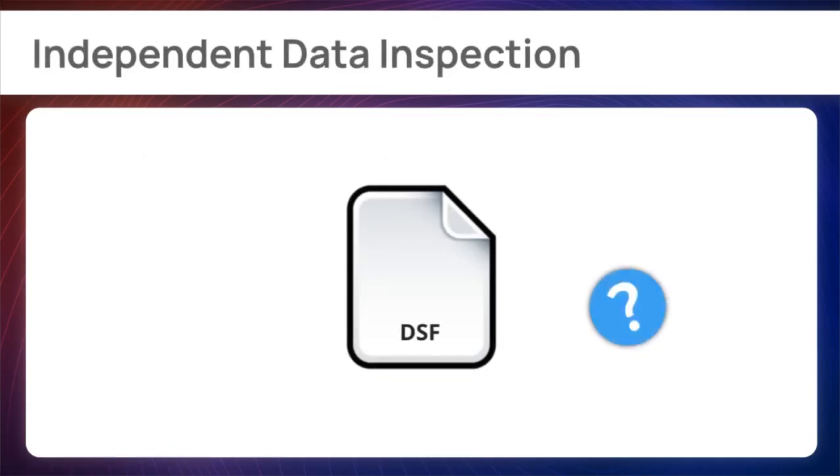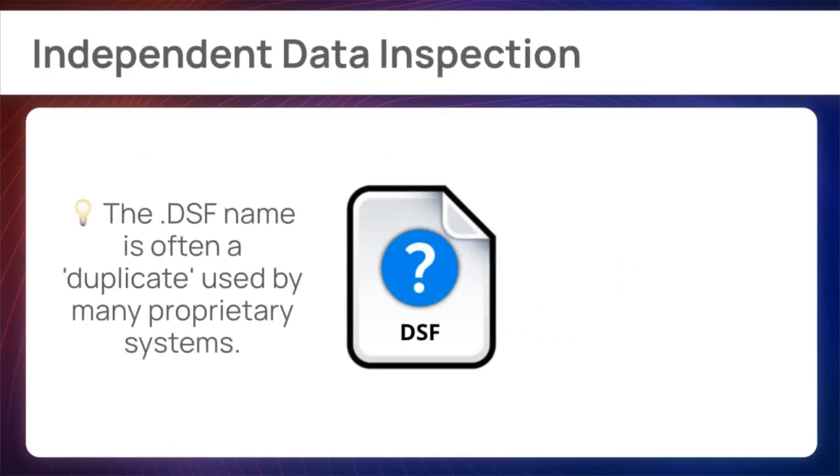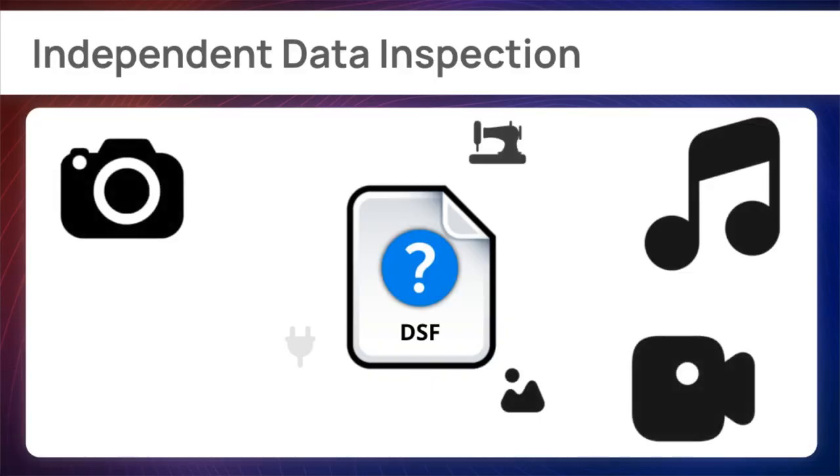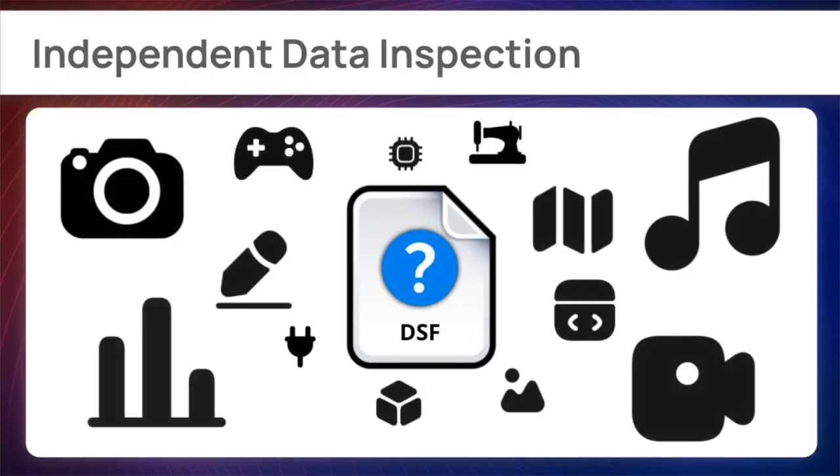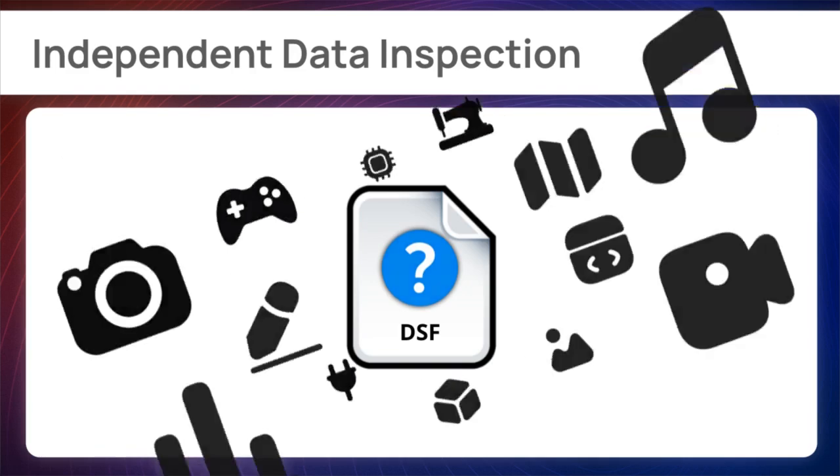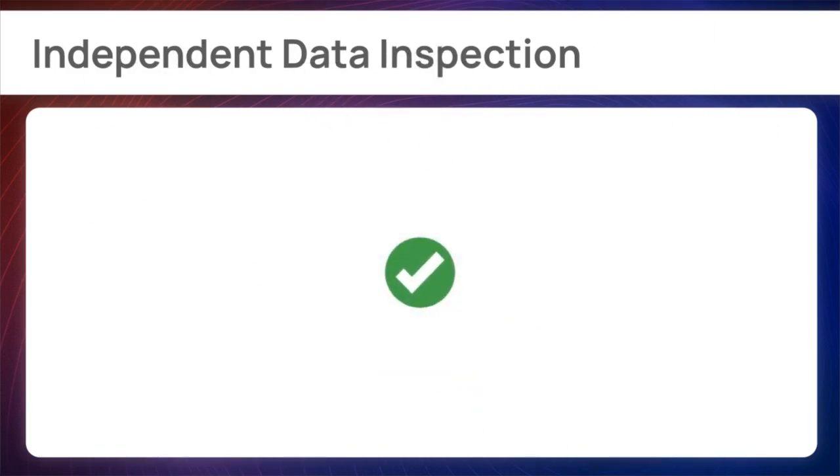If those DSF compatibility checks failed, it is often because the specific extension name is shared by dozens of different software developers for completely unrelated tasks. Instead of relying on a label that might be incorrect, you can use a tool that employs smart recognition to try and find a match based on the actual data inside.